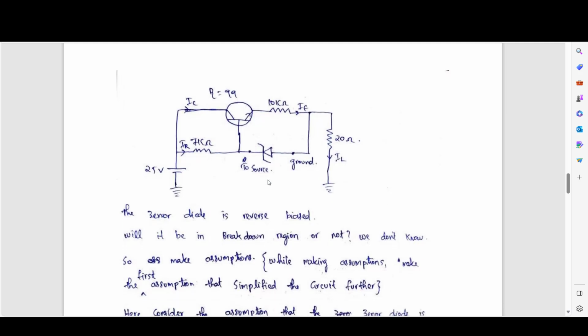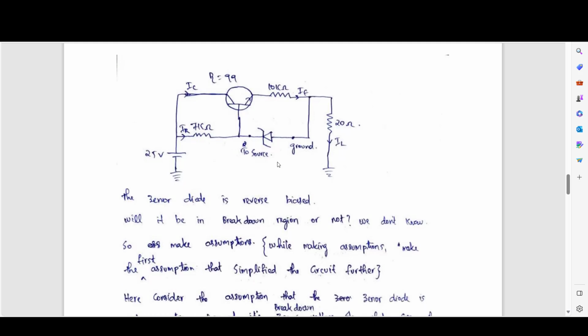So what assumption do we have to take? One tip is, while making assumptions, make the first assumption that simplifies the circuit further. Suppose, as I told, there are two assumptions possible. We can either replace this with a voltage value, or we can open circuit this branch. We can disconnect this. So which will make the circuit simpler? Obviously, open circuiting, right? Because if you are adding one more voltage source, we are adding more things into the circuit. That will make the calculation complicated.